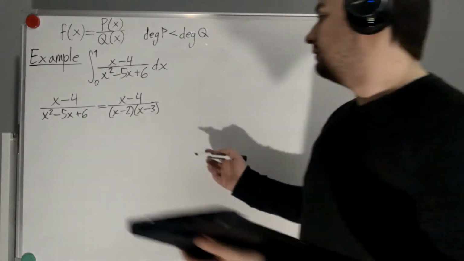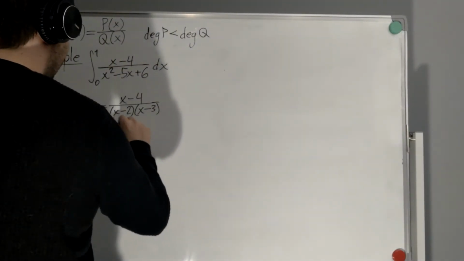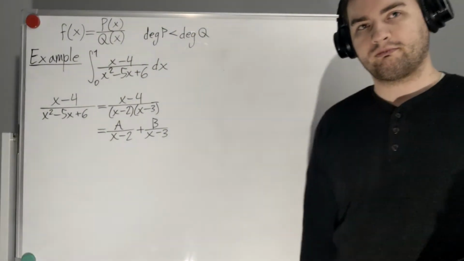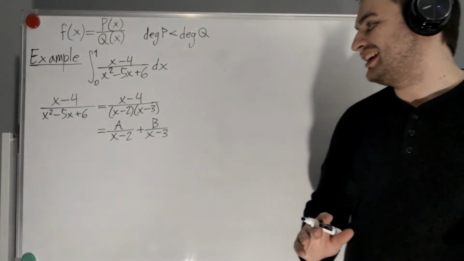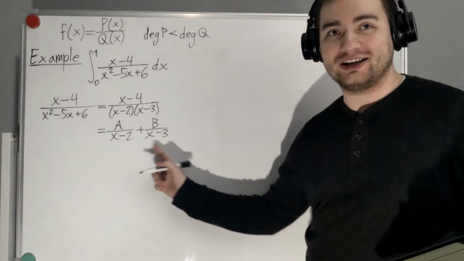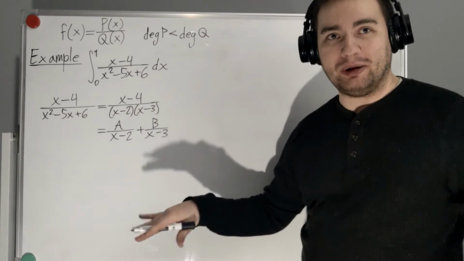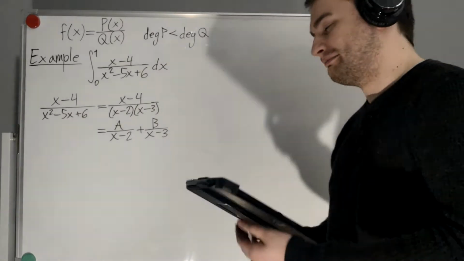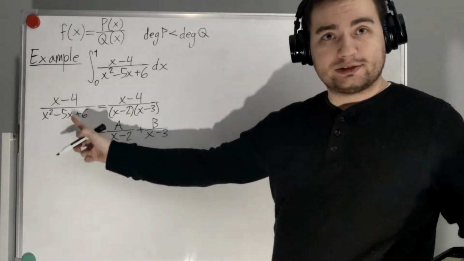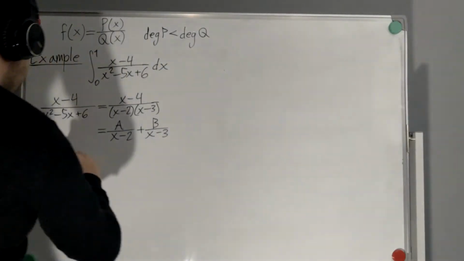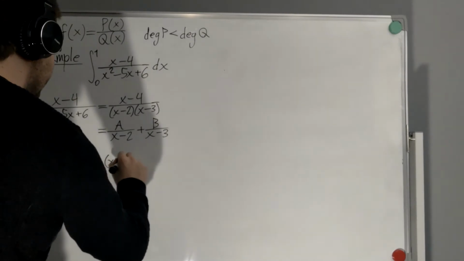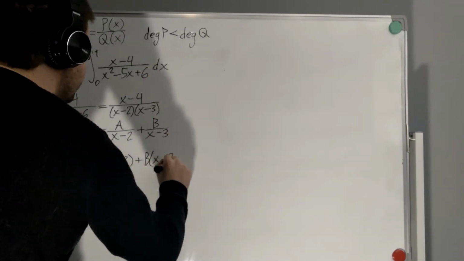Case 1. So that means we get that this is going to end up being a over x minus 2 plus b over x minus 3. And as I unintentionally mentioned earlier, if you switch the definitions of a and b, if you say a is over x minus 3 and b is over x minus 2, that's not going to be a problem as long as you're consistent. Okay? You'll get the same end result. Anyway, let's clear the denominators by multiplying everything by this denominator right here. So what we'll get is x minus 4 equals a times x minus 3 plus b times x minus 2.